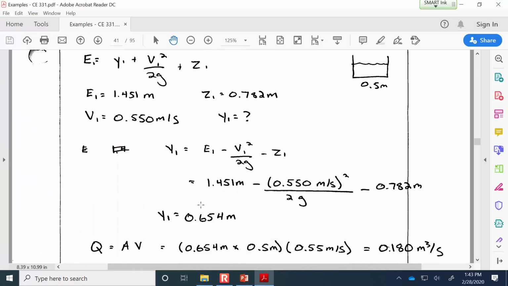And then if we know the velocity, we can calculate the cross-sectional area because it's the half-meter width multiplied by the depth that we just calculated. So the depth is 0.654, the width is 0.5. So that's going to give us the cross-sectional area. So the flow rate should be 0.18 cubic meters per second.